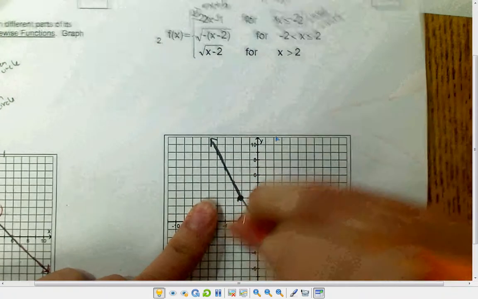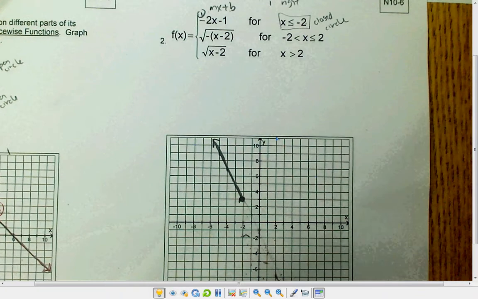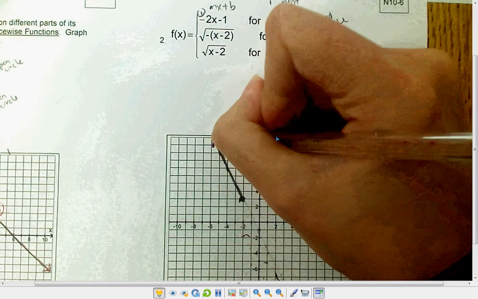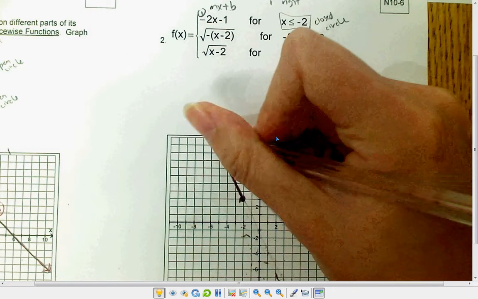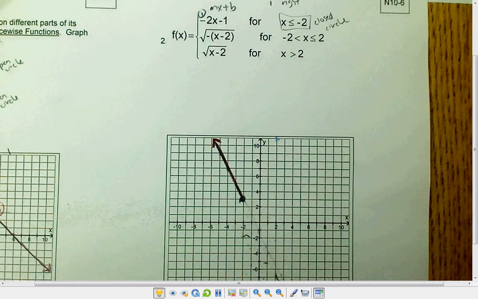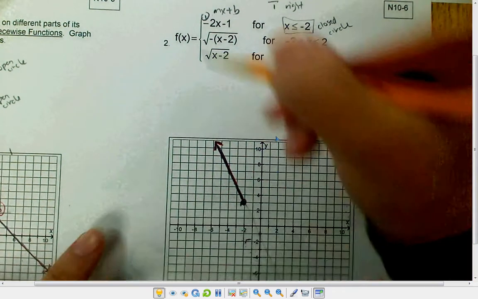And I'm going to erase everything else on the right side of it, because that part is not in our domain. So again, now I'm going to go over this in pen, so I know that this is the section I'm keeping. Everything on the right side's gone. Okay, let's take a look at number 2 now.